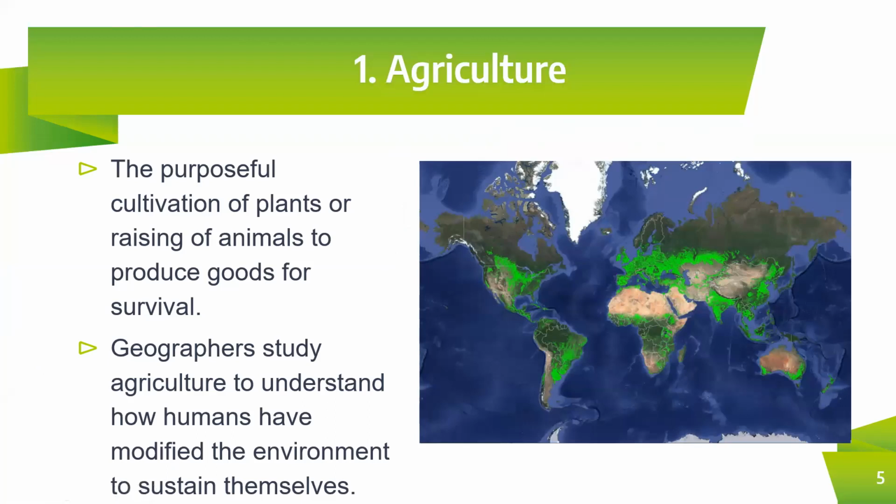So to start off, agriculture is basically the purposeful cultivation of plants or raising of animals to produce goods for survival. Geographers study agriculture to understand how humans have modified the environment to sustain themselves. And obviously, technologically speaking, there have been a lot of advancements in agriculture in the last 40, 50, 60 years. So we'll get more into that as we get into the unit.